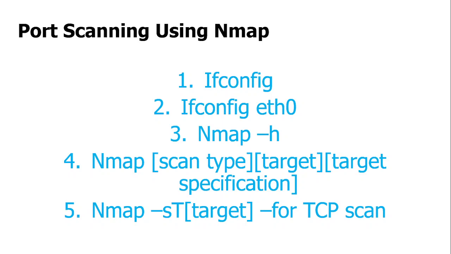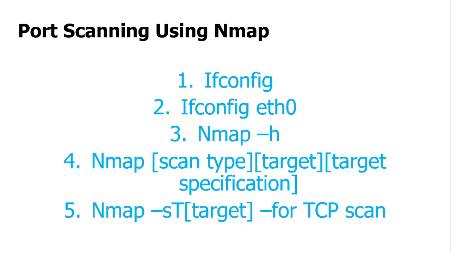Now, how can this port scanning be done? Let us see port scanning using Nmap. Right. Now, what is Nmap? Nmap is a powerful network mapping tool. It is mainly used to perform port scanning and operating system fingerprinting. So, I repeat once again, Nmap is a powerful network mapping tool. It is mainly used to perform port scanning and OS fingerprinting.